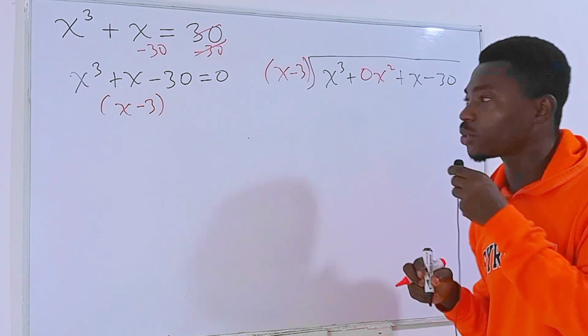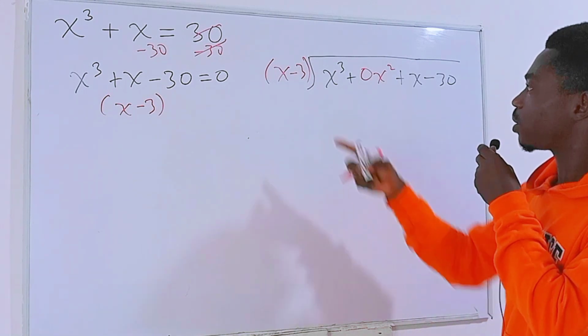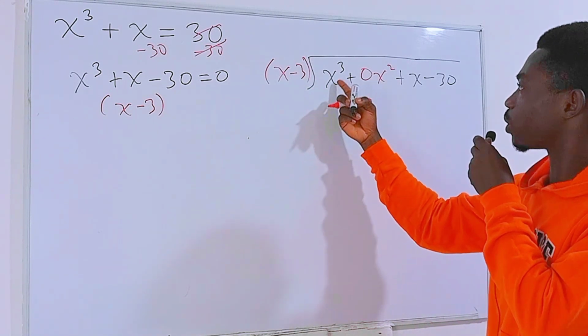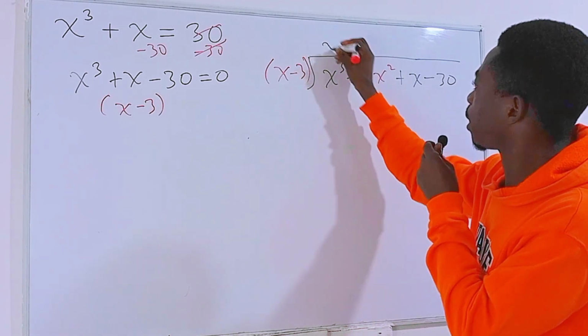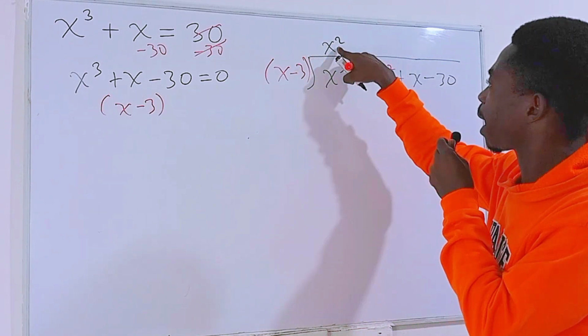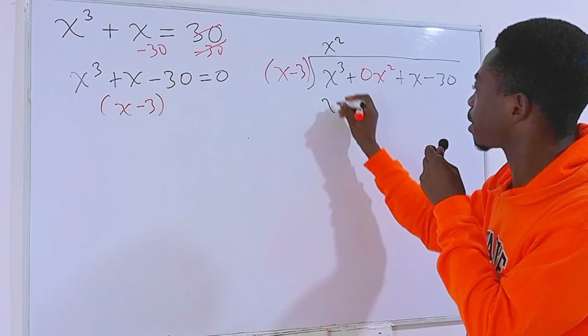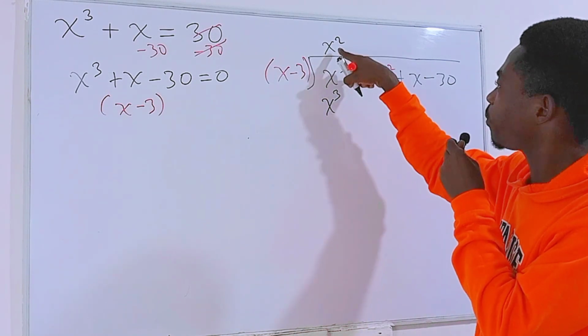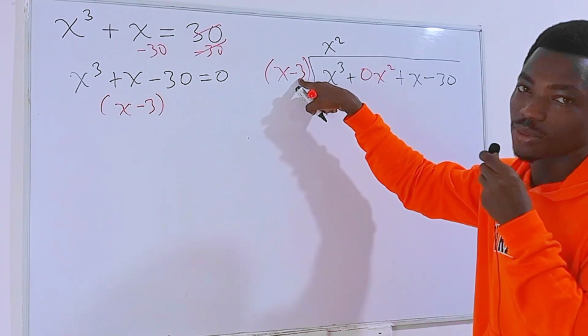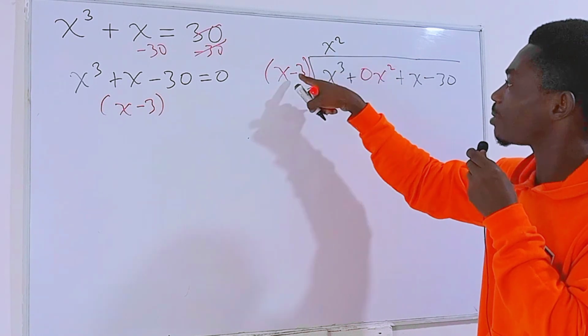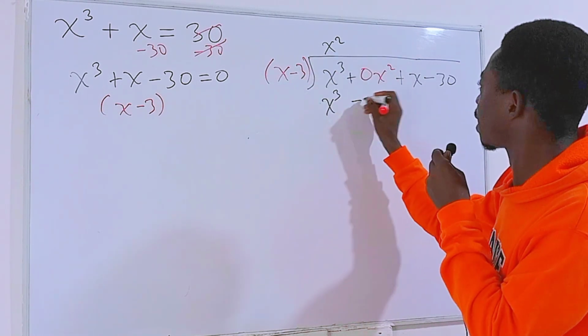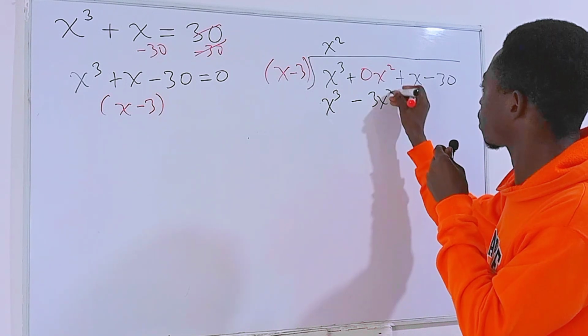The very first thing we want to do is to ask ourselves questions. What times x will give us x to the third power? That is going to be x to the second power. X to the second power times x, that is x to the third power. Then we multiply this by this constant right here. X squared times negative 3, that is negative 3x squared.